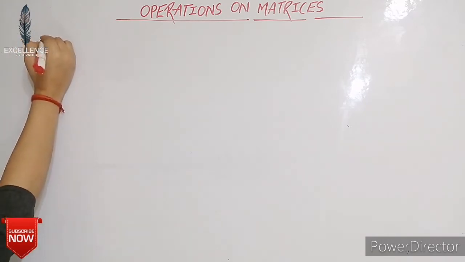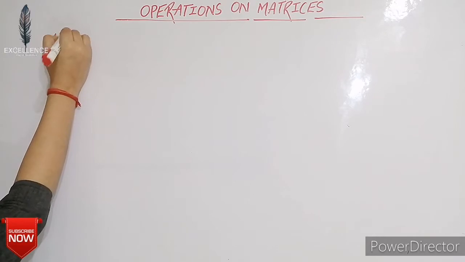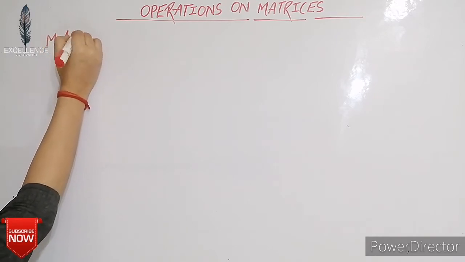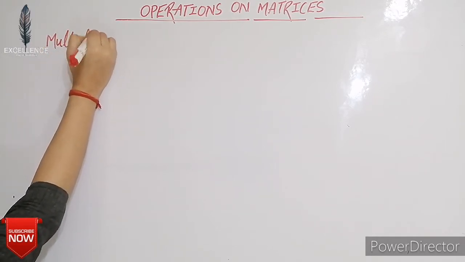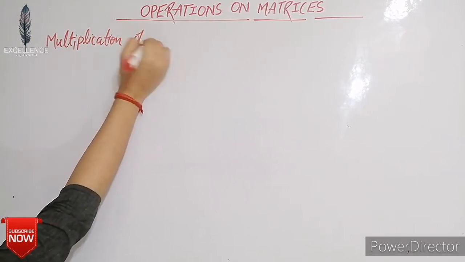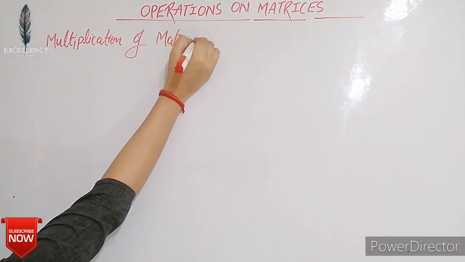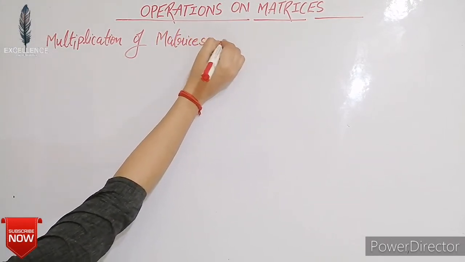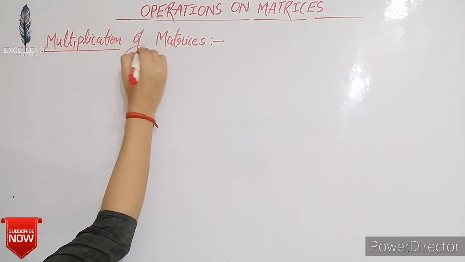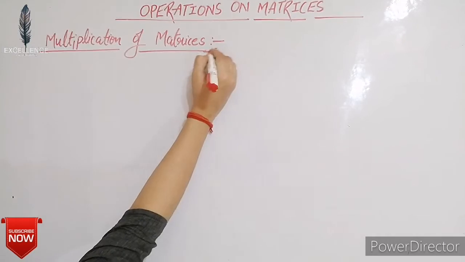Let's see the next operation, multiplication of matrices. अभी हमने क्लियर किया था multiplication of a matrix by a scalar. Now हम क्लियर करेंगे multiplication of given two matrices. Okay? Two given matrices को multiply कैसे करना है ये हम क्लियर करेंगे.